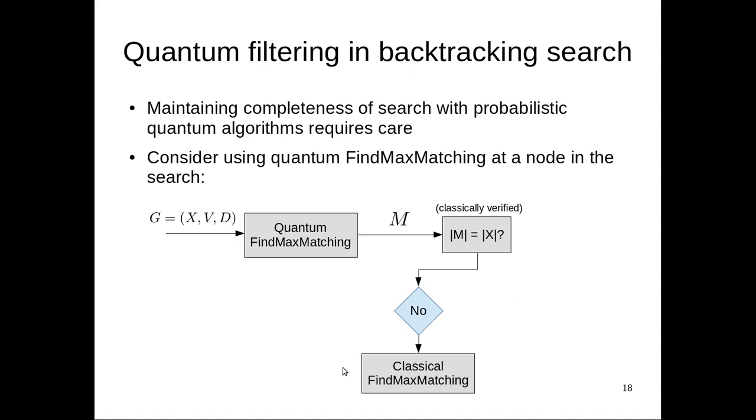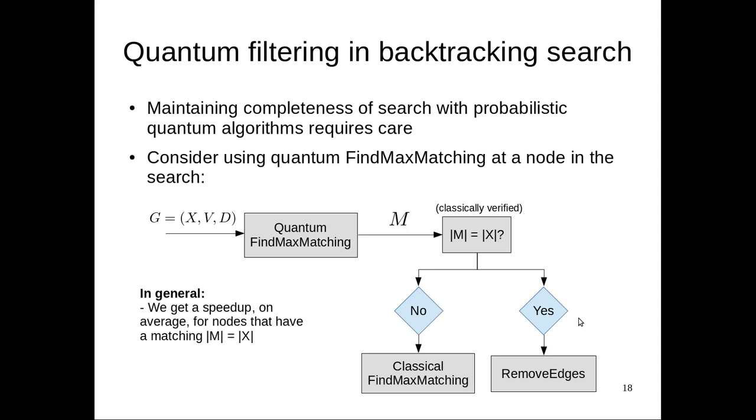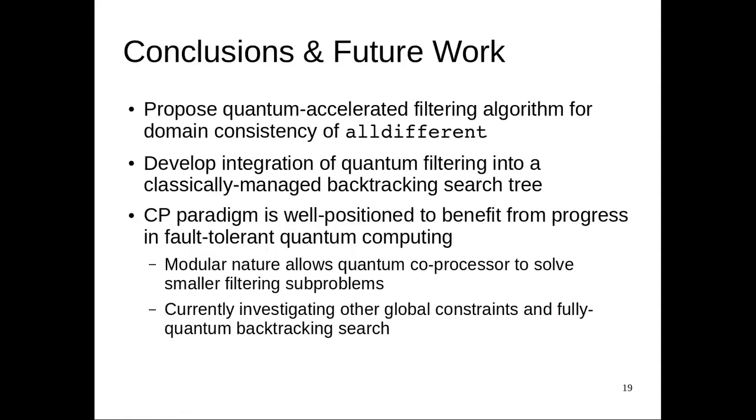And so at these nodes, we don't get any speedup. If this condition is satisfied, so we have a classically verified matching with cardinality equal to the number of variables, then we can proceed with remove edges, and we get a quantum speedup for this particular case. In general, we get a speedup on average for nodes that have a matching M where the cardinality of M is equal to the cardinality of X, and we do not get a speedup for nodes that do not have such a matching. So this is the flavor of the sort of thing that might need to be applied when using quantum filtering in backtracking search.